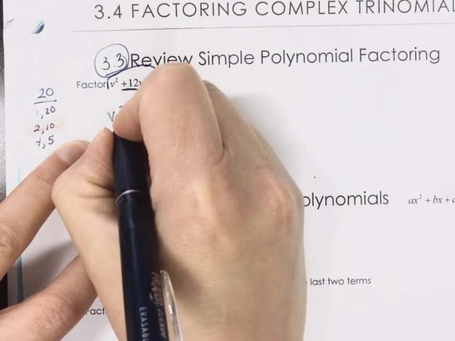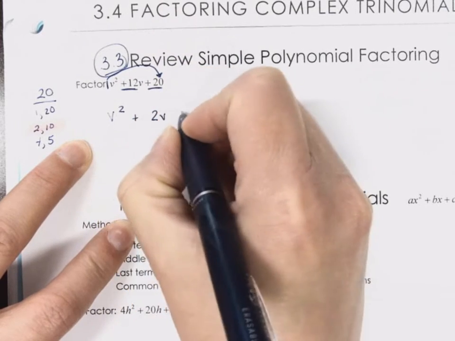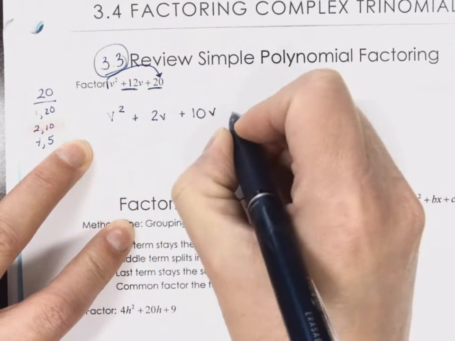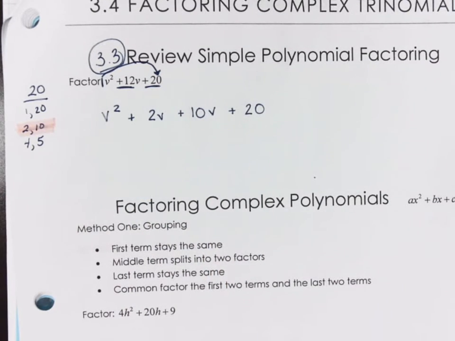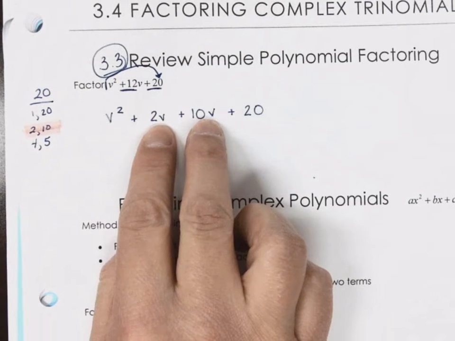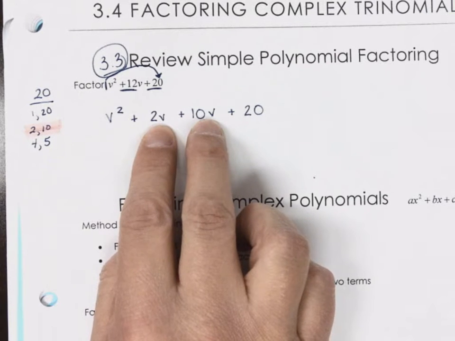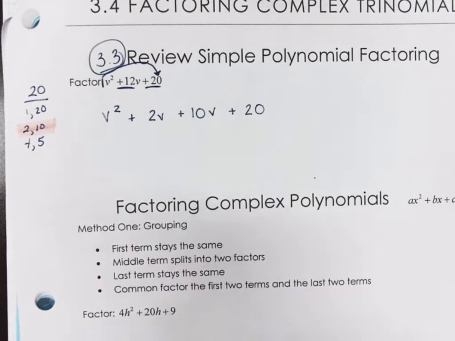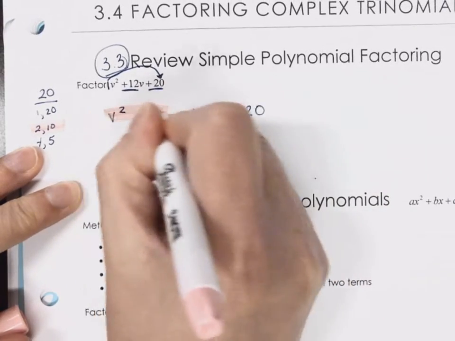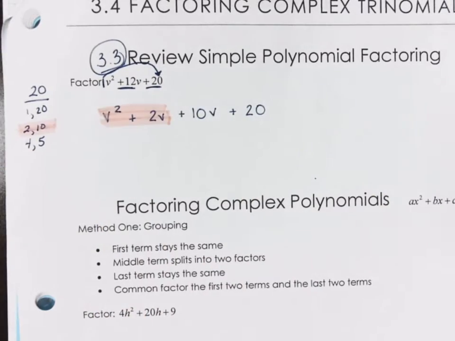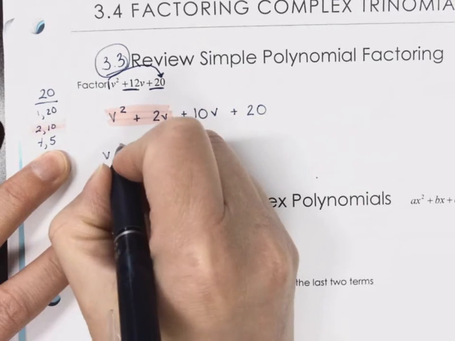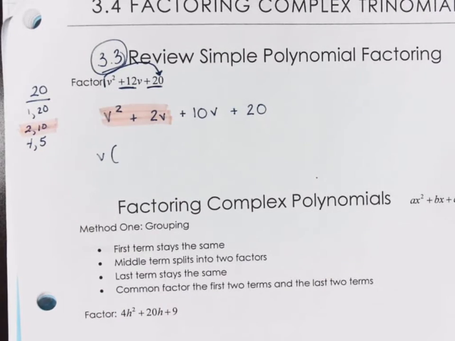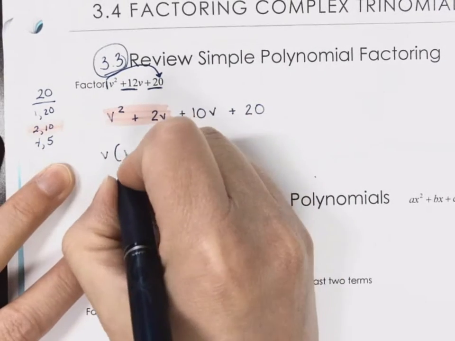So then we're going to have v squared plus 2v plus 10v plus 20. I wrote that really spaced out today. Does it matter what order those go in? No. It will work both ways. Okay, so then I look at my first two, and I see what I can common factor out. What can I take out of there? The V. I can take a V out. So if I take a V, what's left behind? V plus 2.